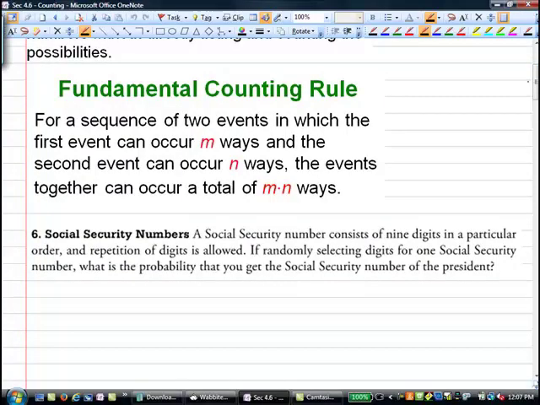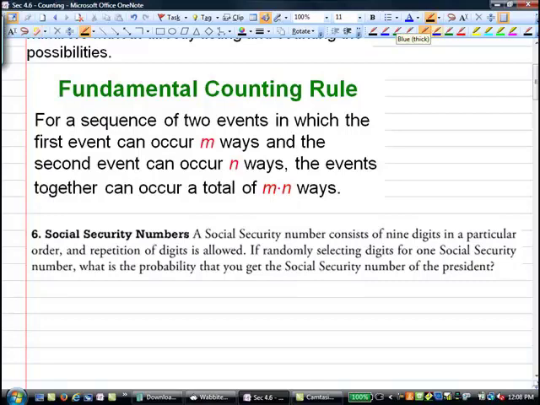The fundamental counting rule says for a sequence of two events in which the first event can occur m ways and the second event can occur n ways, the events together can occur a total of m times n ways. I've kind of been doing that with you without explicitly telling you that's what I've been doing. We've been multiplying the probabilities together. Now for just counting, we're going to just multiply the number of options together.